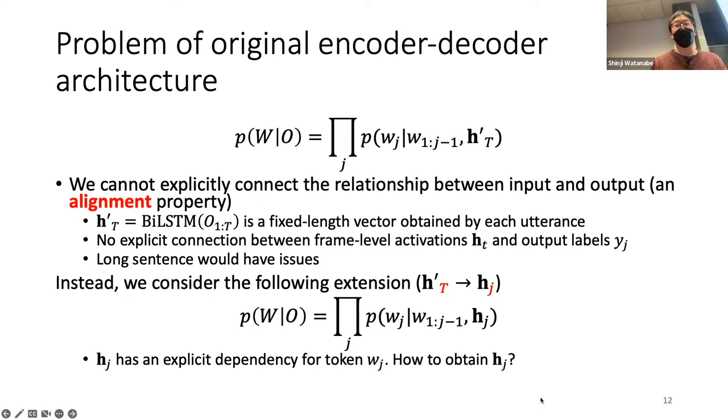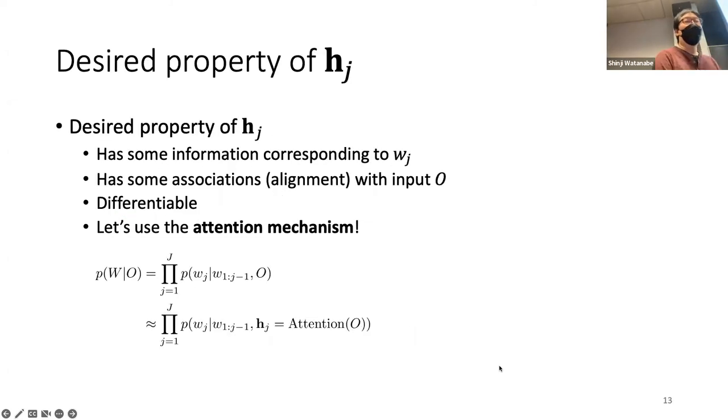And talk about how to obtain this HJ. First, I want to discuss the desired properties of HJ. Of course, it should have some information corresponding to the token at the same output position. And this HJ should also have information about the observation. And we hopefully want some relationship. And the last one, we are working on an end-to-end neural network, so this correspondence alignment information should be differentiable.